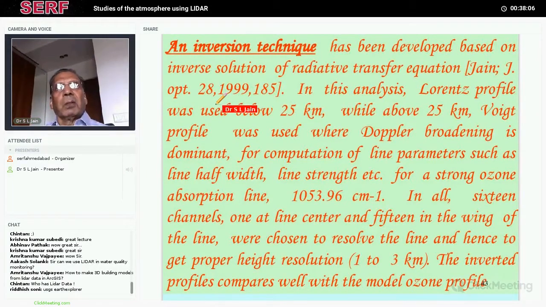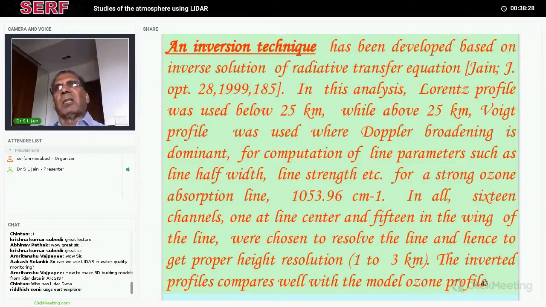This has been published by me in the Journal of Optics in 1999. In this analysis, Lorentz profile was used up to 25 kilometers. Lorentz profile means the line broadening due to the pressure broadening. So that is known as a Lorentz line profile.